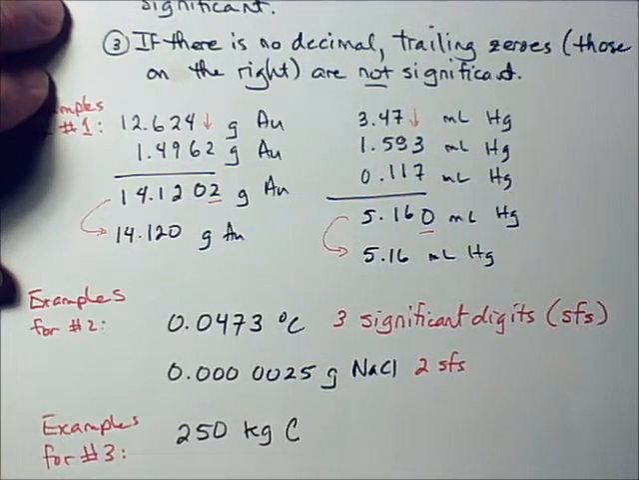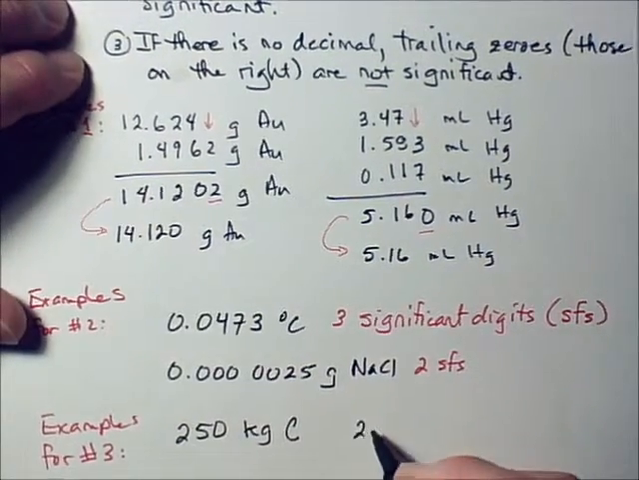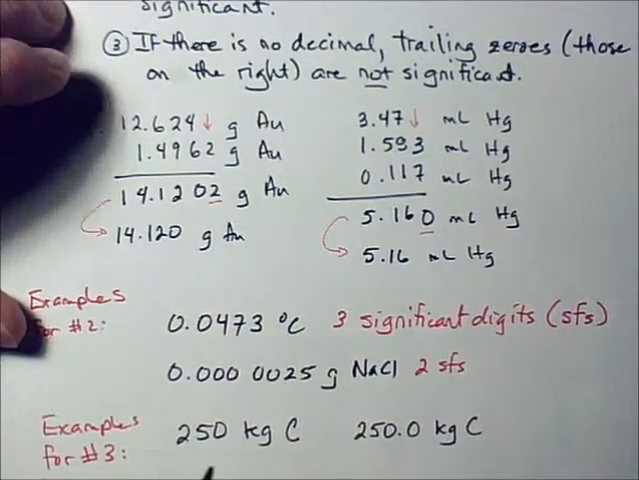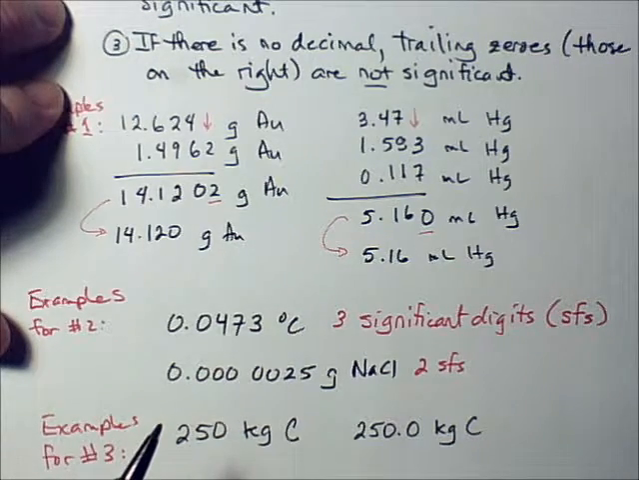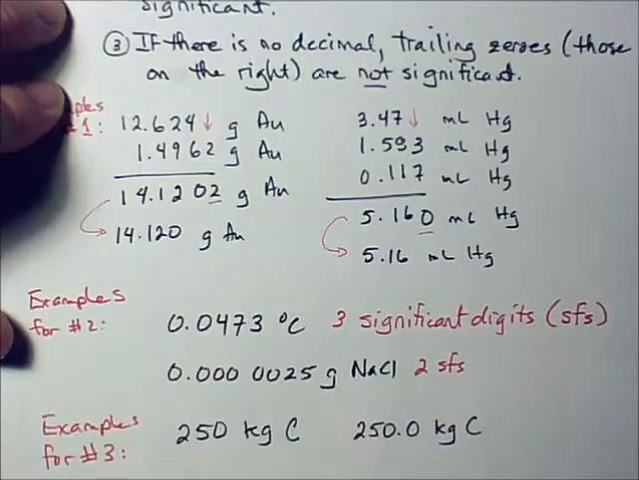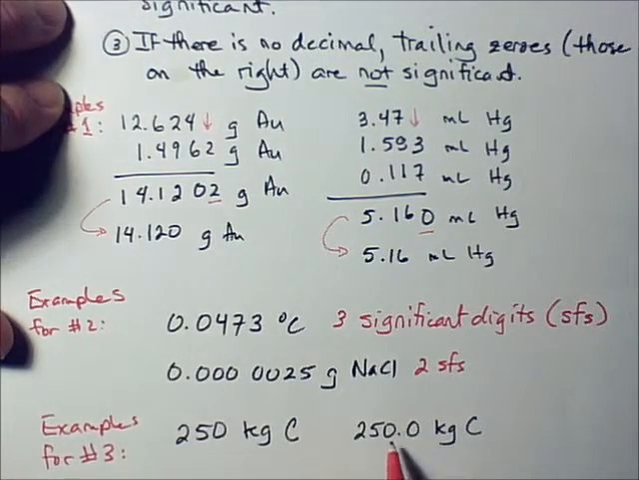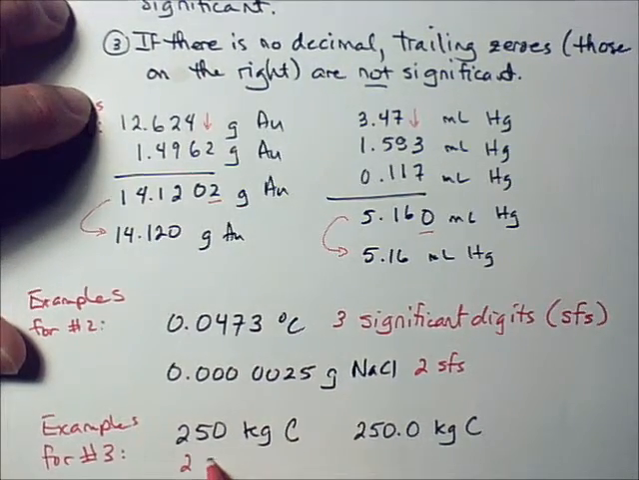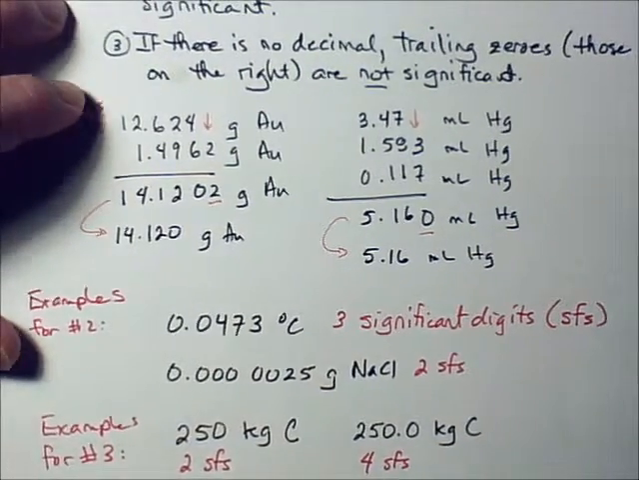Got that? All right. But if I do this, now there's a decimal place. So we have no rule for insignificant digits here at all. How many significant digits in this number? 4. Both these zeros are significant because there is a decimal place, trailing zeros are significant. That makes sense? Okay, so this has 2 significant figures and this one has 4 significant figures. That make sense?